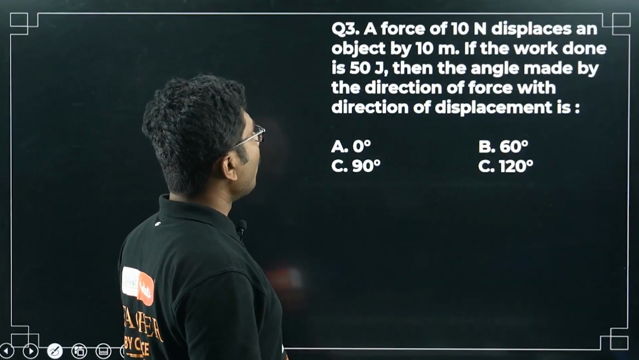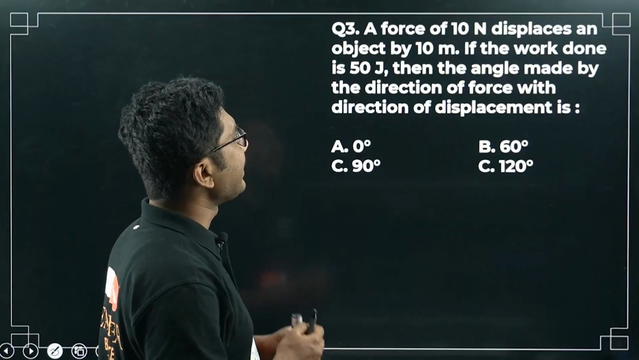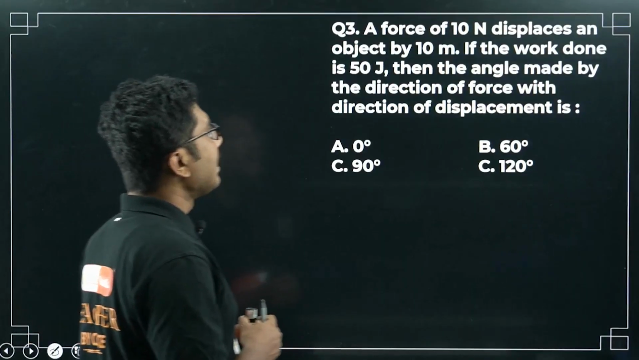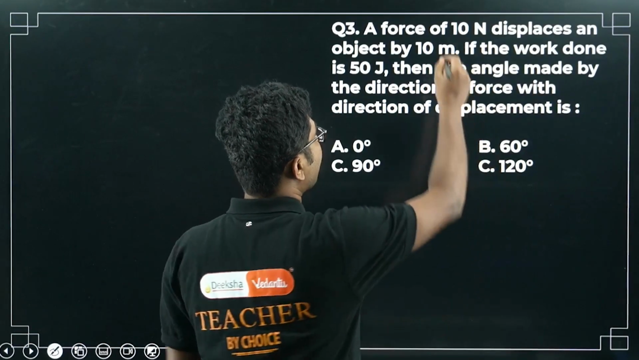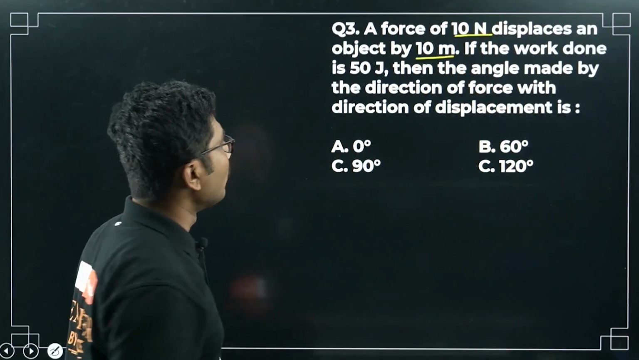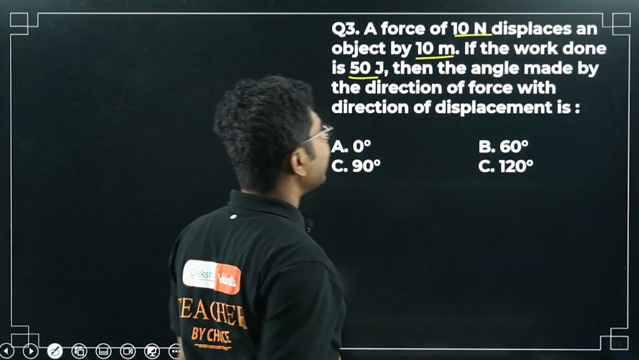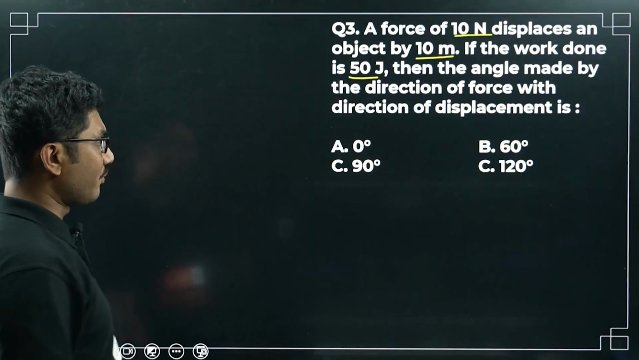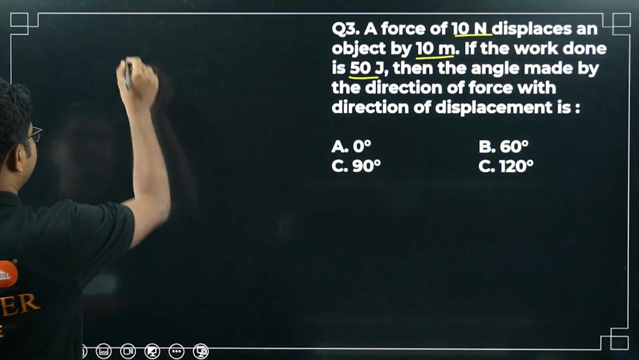Now a force of 10 Newton displaces an object by 10 meter. Okay, so 10 Newton force displaces the object by 10 meter. If the work done is 50 joules, then the angle made by the direction of force with the direction of displacement.